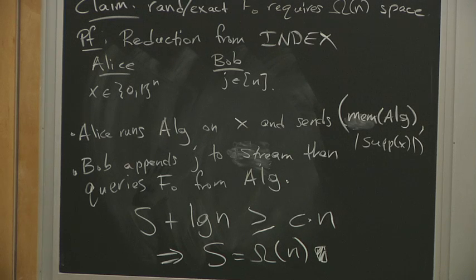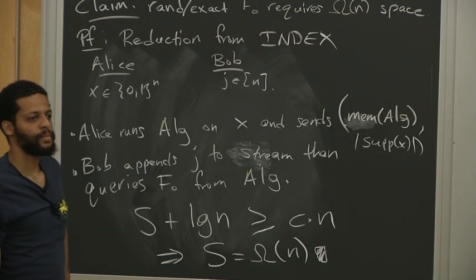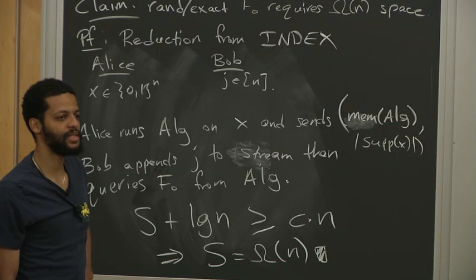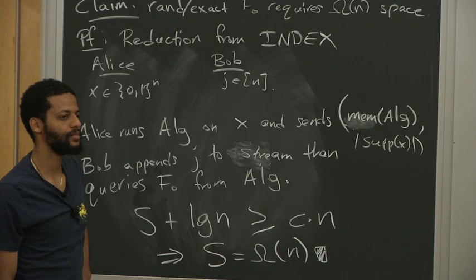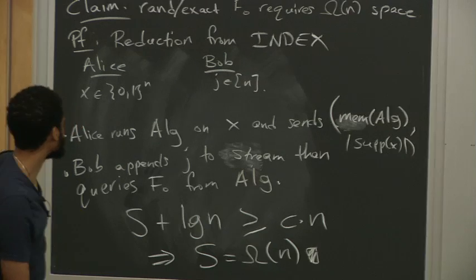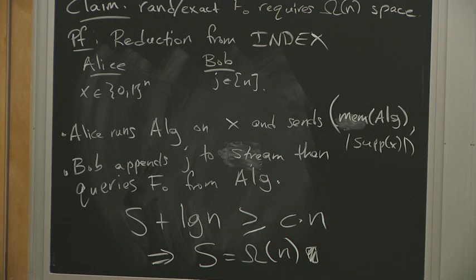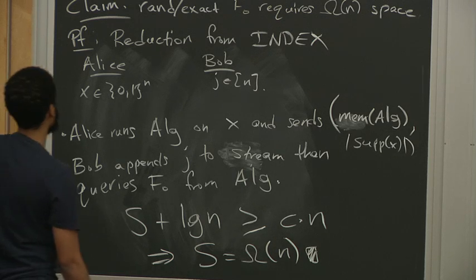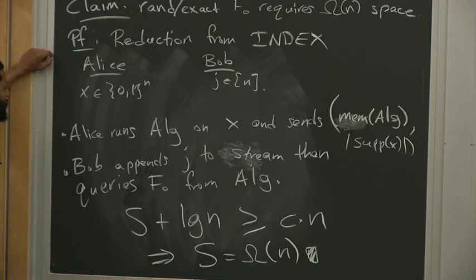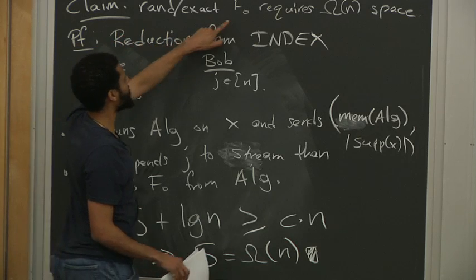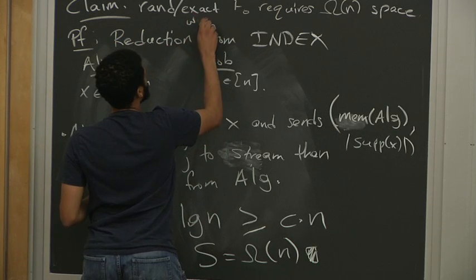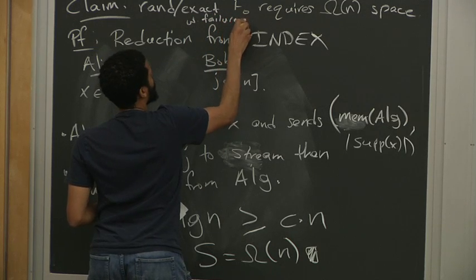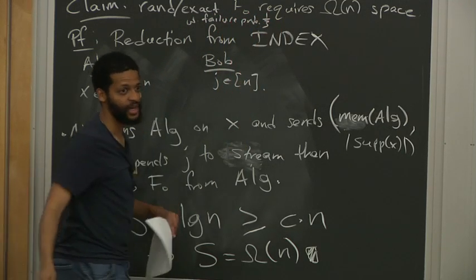Yeah? So why doesn't randomness influence the communication? What do you mean by that? Yeah, so let me be a little more precise. So let's say random exact F0 with failure probability 1/3 requires omega n space, right?